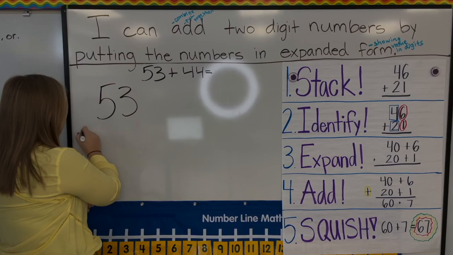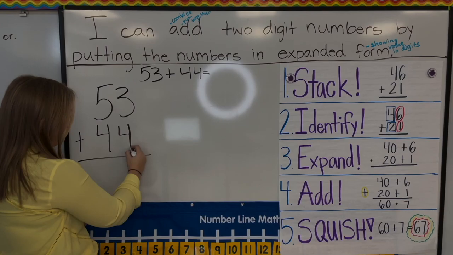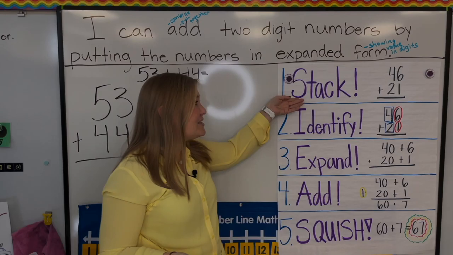It's kind of a weird four. There we go, 53 plus 44. I finished step one, which is stacking. Step two, I look at my picture. I know I need to identify my next step.